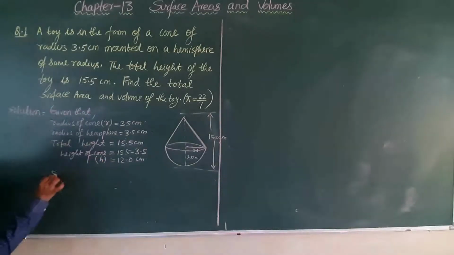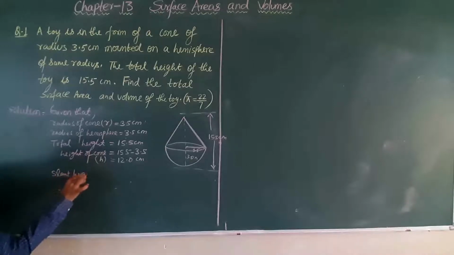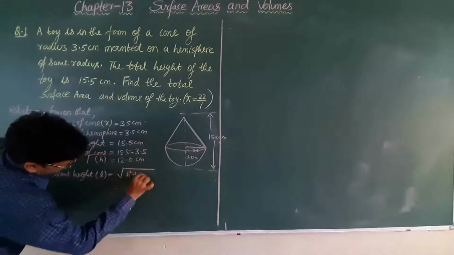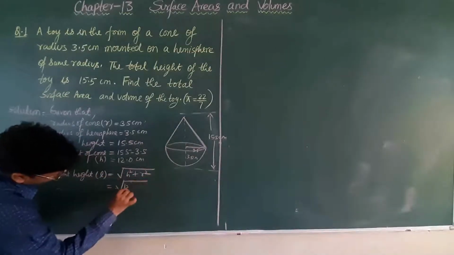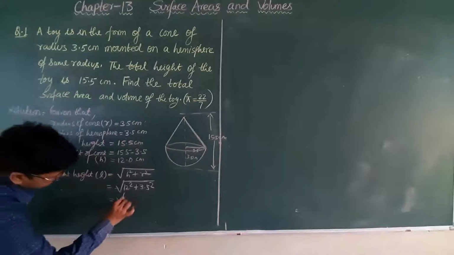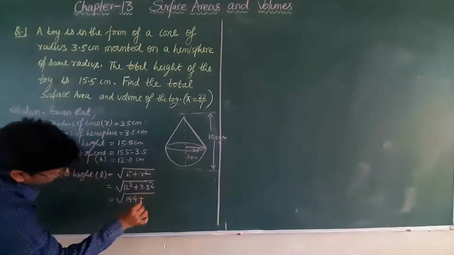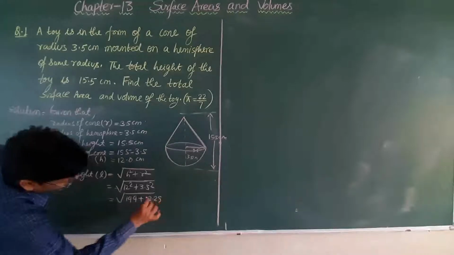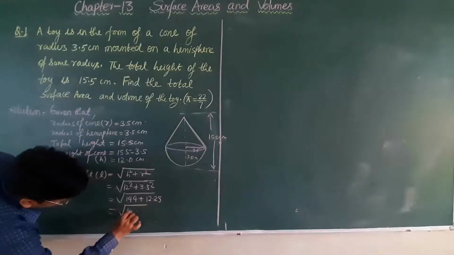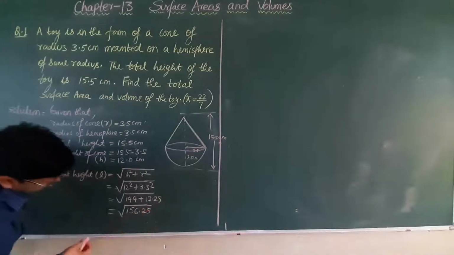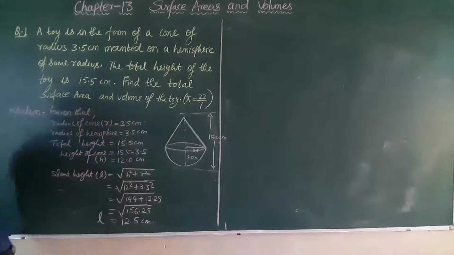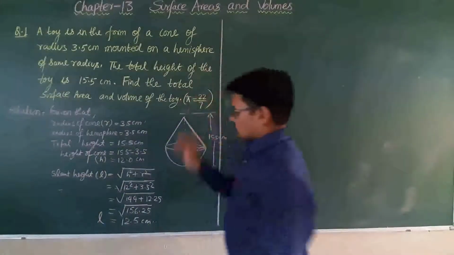Now the slant height L is equal to under root h square plus r square, that is 12 square plus 3.5 square. So 12 square is 144 plus 12.25. After adding, we get 156.25, and the square root of this is 12.5 centimeter. So this is the slant height.